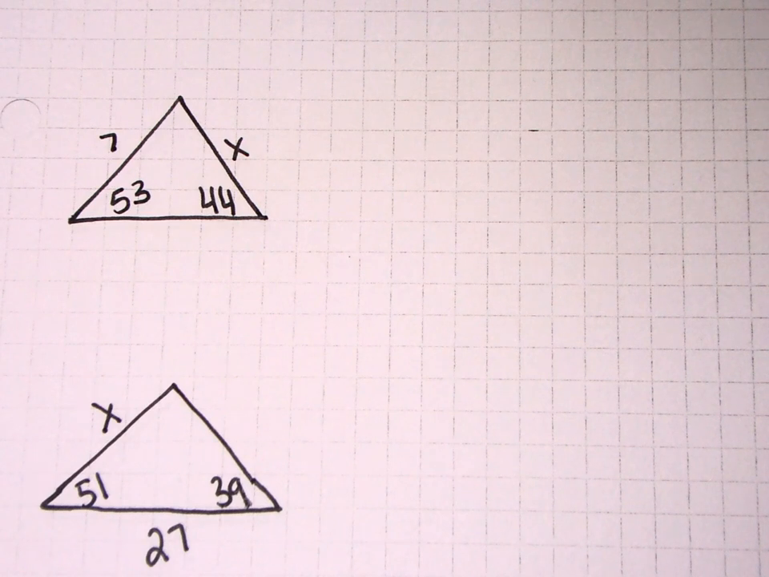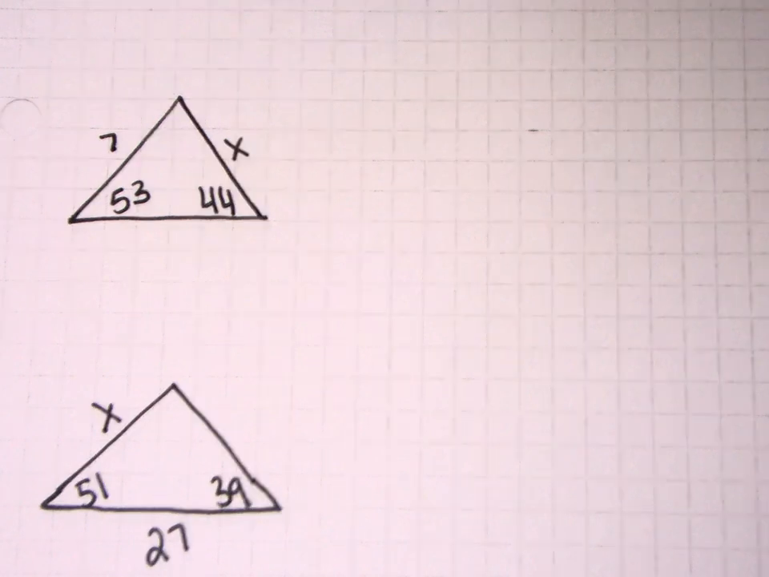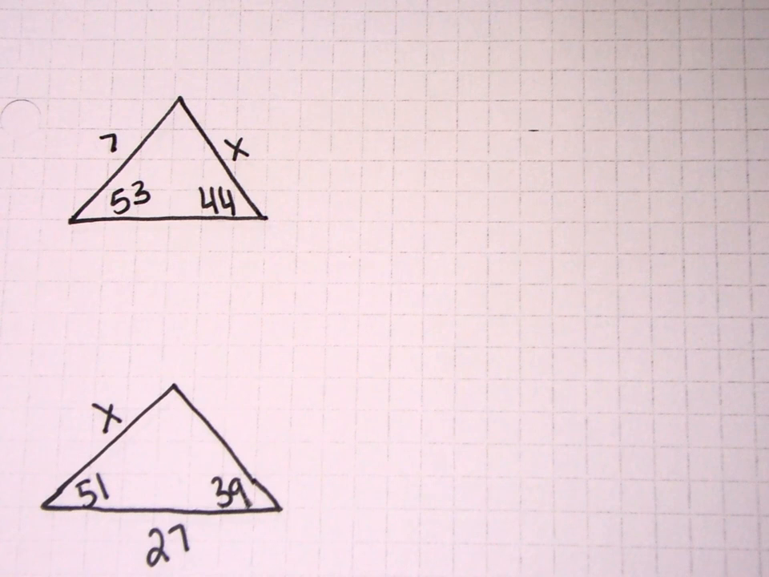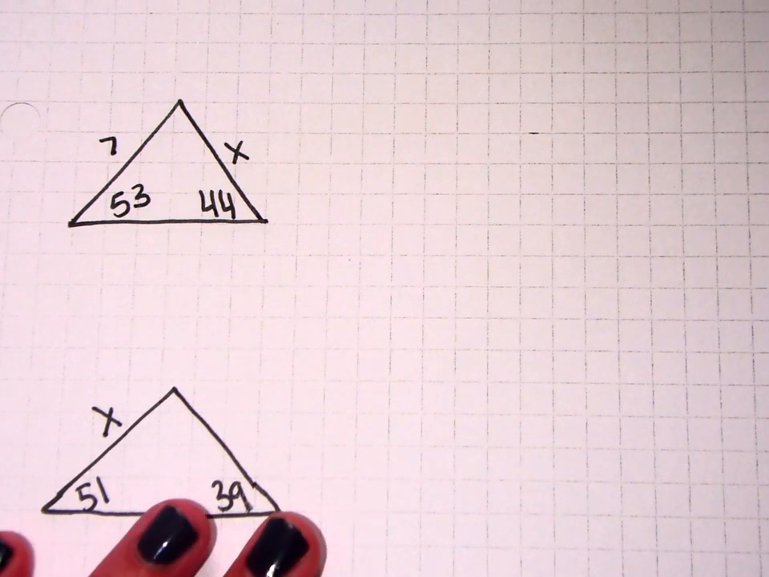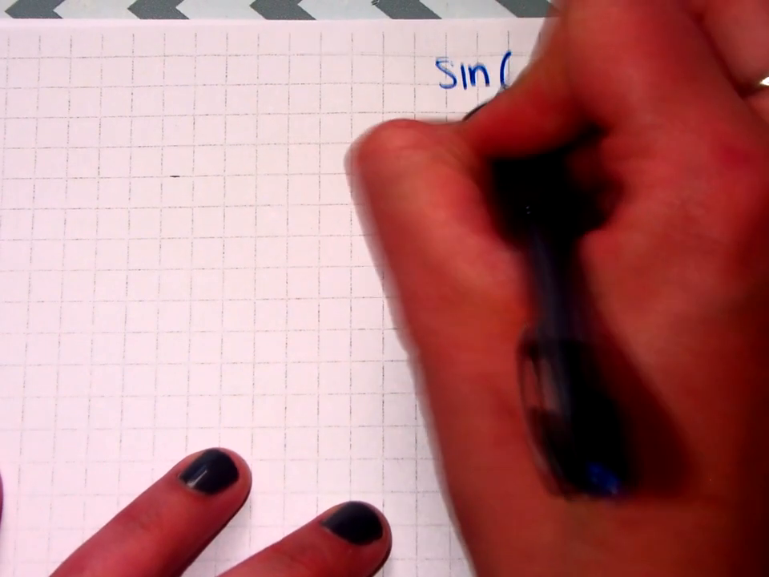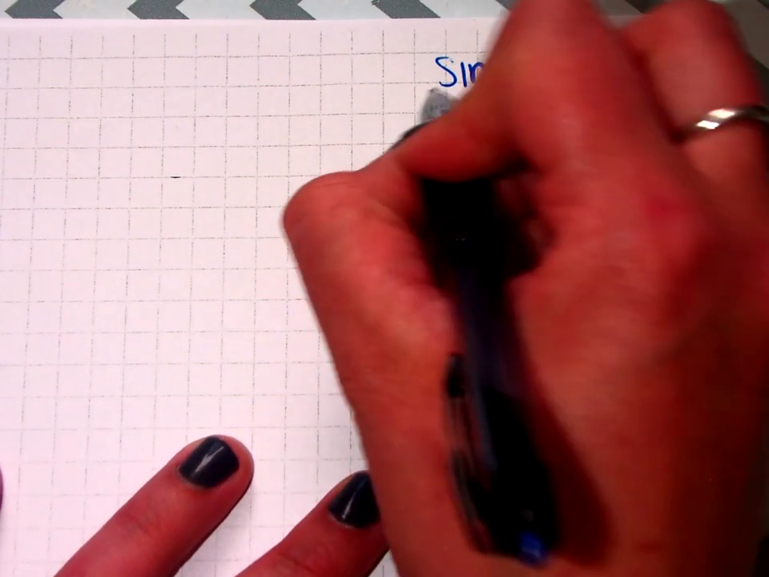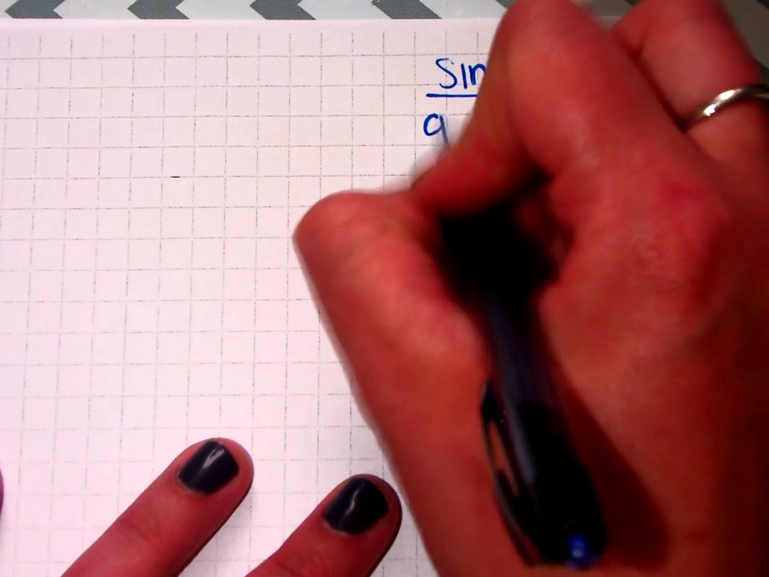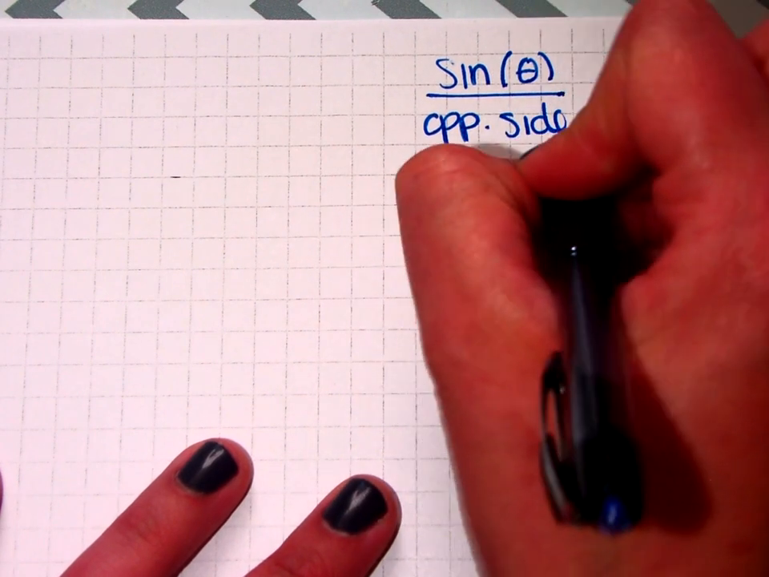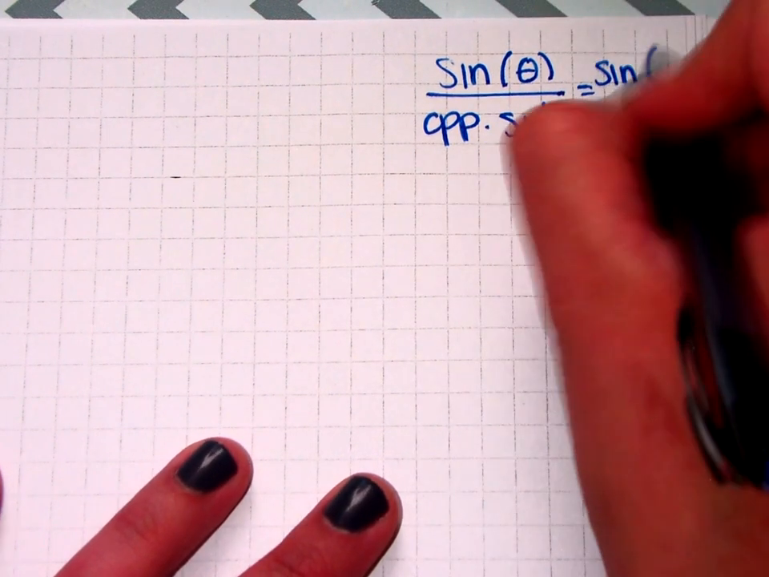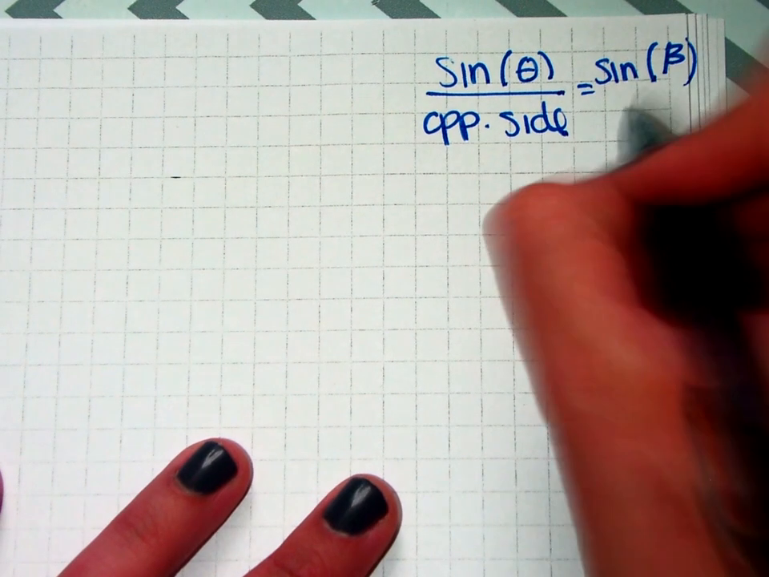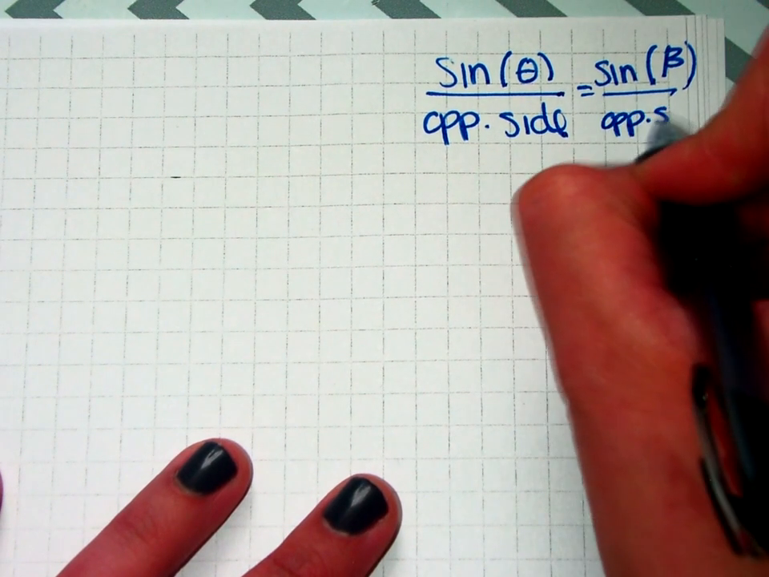Today's lesson is how to solve for an angle or a side using law of sines. So let's first discuss what law of sines looks like. Law of sines is a proportion, and the way that we want to set this up is the sine of the angle, so sine of theta, over the opposite side, and that equals sine of, and I'll call this beta, sine of beta over its opposite side.